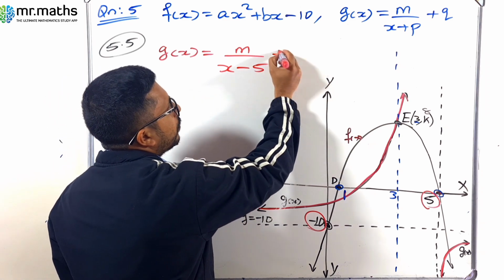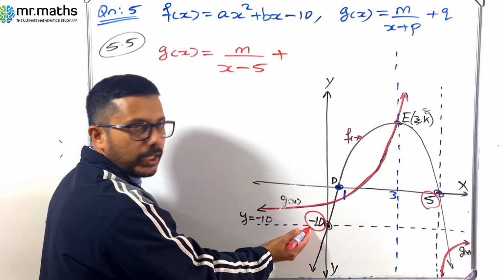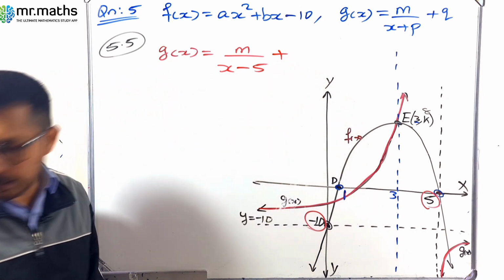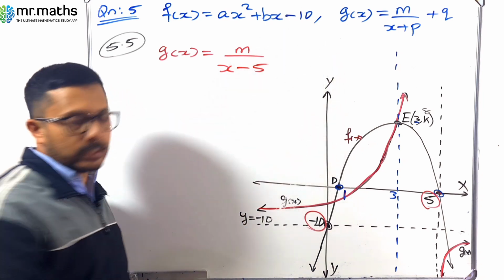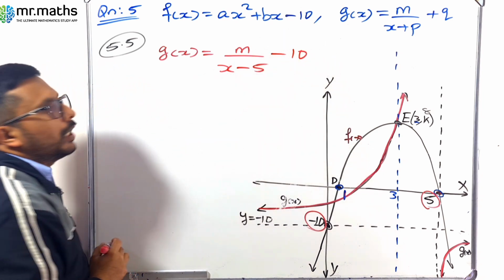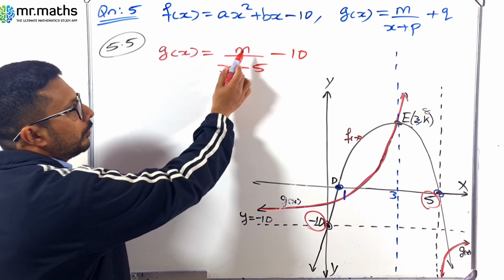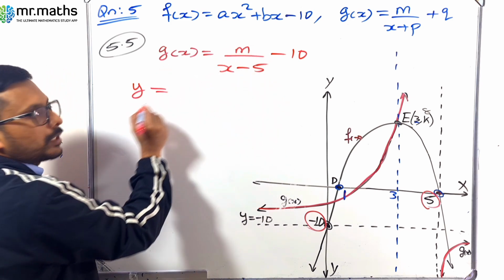Then what is the horizontal asymptote? Horizontal asymptote, it is minus 10. So that is minus 10, not a plus. So the value of q is minus 10. So now we have to know the value of m. So let me write it like this. G of x is the same as y.